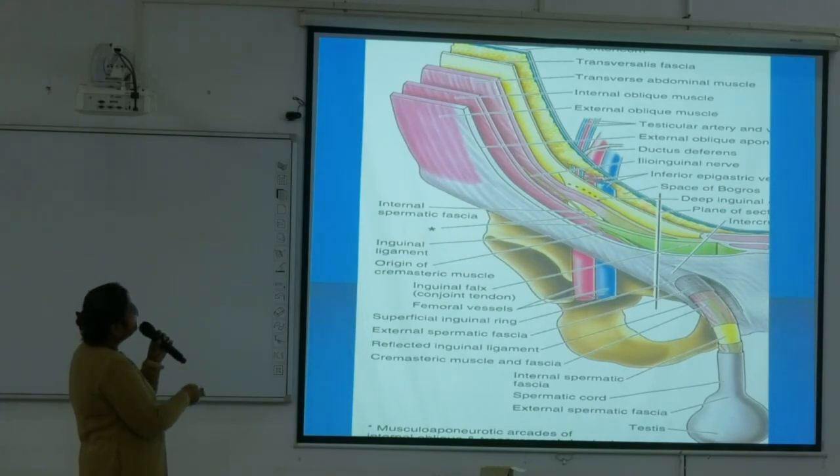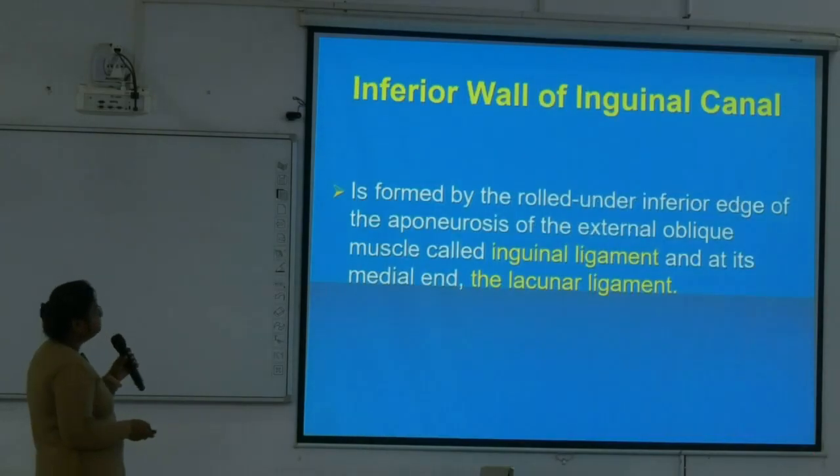Then there is the fascia transversalis, okay, and this peritoneum and this fatty tissue. And these are the femoral vessels passing underneath this inguinal ligament. This is the testis, and the spermatic cord is attached to the testis and epididymis. Okay, next.